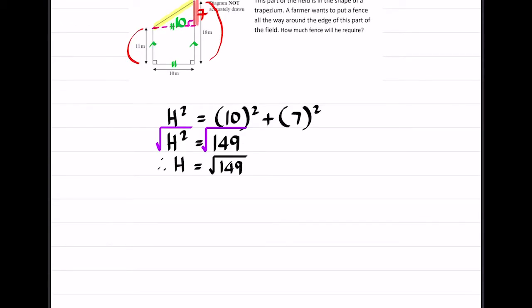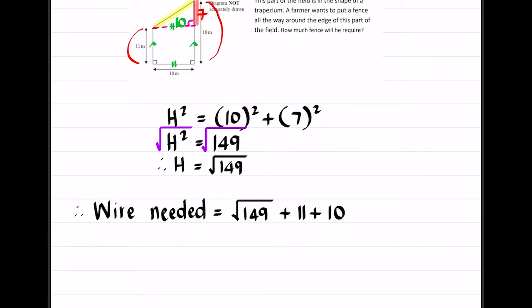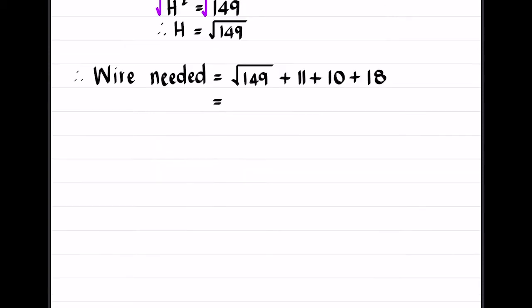It's asking for how much fence is needed, which is equal to the diagonal that we just calculated, which is the square root of 149, plus the remaining lengths. So we have 11 plus the bottom, which is 10, plus the right hand side, that full length, which is 18. When we add those together and round to one decimal place, we are left with 51.2 meters. Next question says that ABCD is a trapezium.